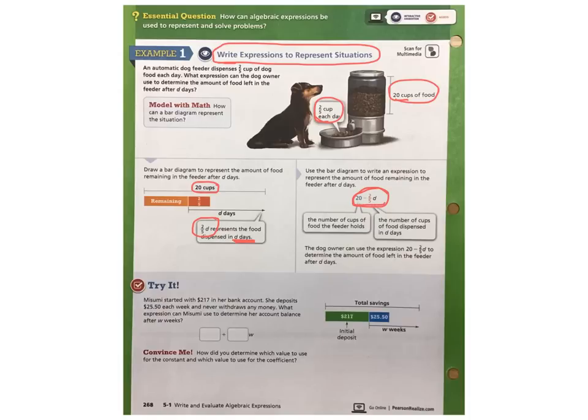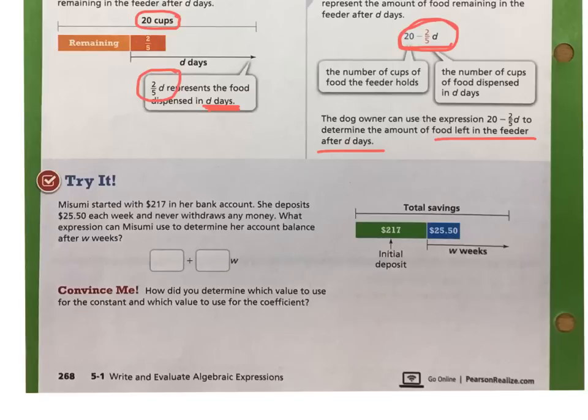So in this problem, we use D as a variable to represent the number of days that the dog is being fed from the feeder. So 20 is our beginning number, that's our number of cups of food. Subtract 2/5 times D, which means 2/5 of a cup times the number of days that the dog is being fed from that feeder, is going to tell us how much food remains in the feeder after that number of days. Now take a look at the try it.